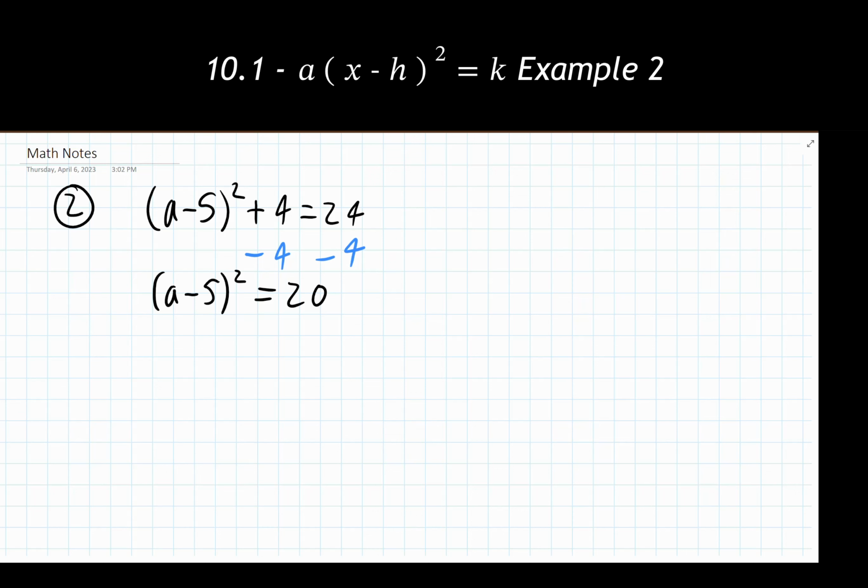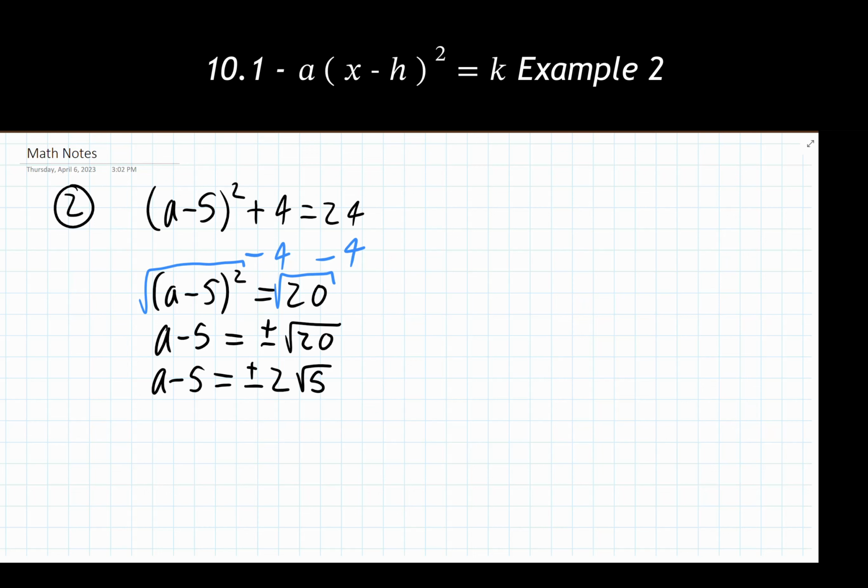So now I can jump to step 3, and I can apply the square root property. So I take the square root of both sides. And on the left side, I'm left with a minus 5. On the other side, I have plus or minus the square root of 20 left over. Now at this point in time, 20 isn't a perfect square, but I could go through and rewrite this to simplify the radical down. Using everything that we learned from the chapter 9 material, this would break down into being 2 square root 5.